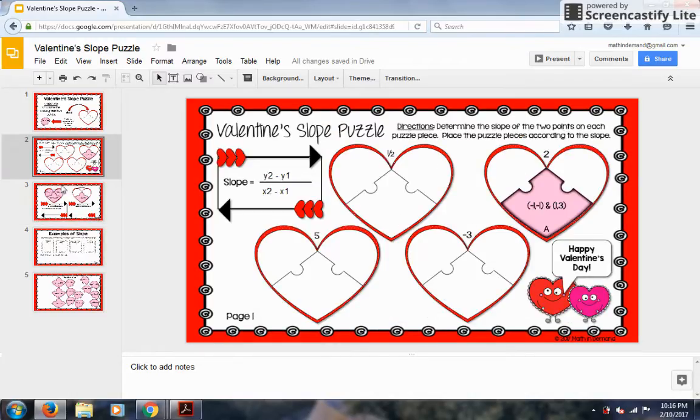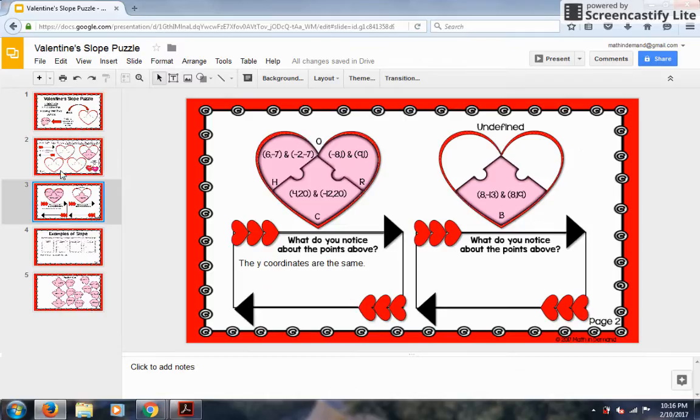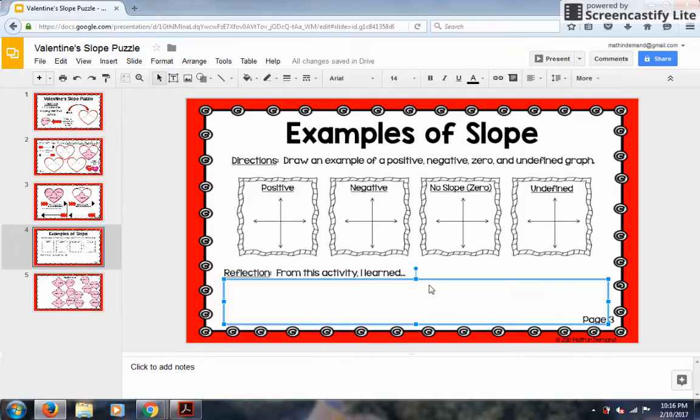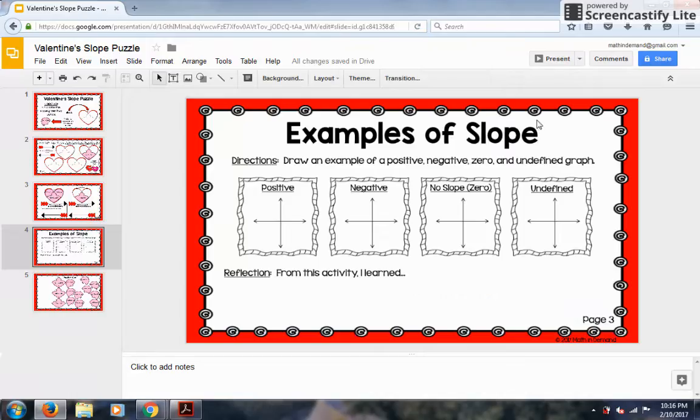So after students finish these 2 pages, they have another page that they're going to complete that includes just drawing an example of the 4 different lines, so a positive, a negative, no slope, and undefined. And then students are just going to write a reflection. And again, I've already added a text box, so it makes it super, super easy for students to go on and start typing in there. And that's pretty much it.